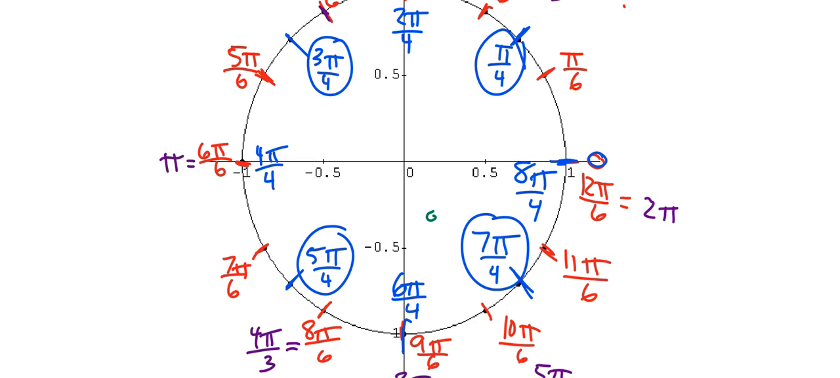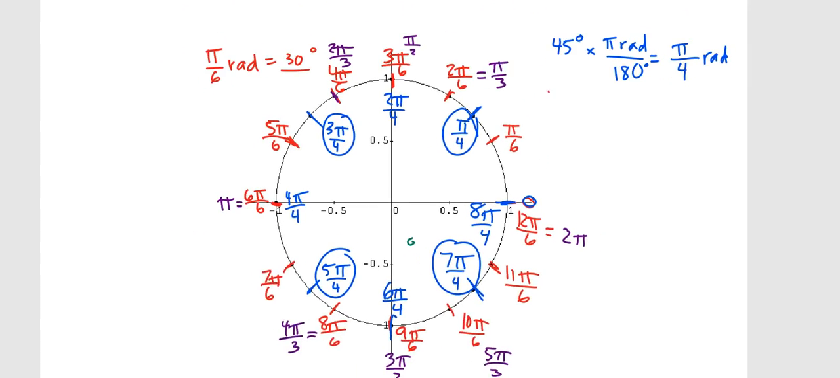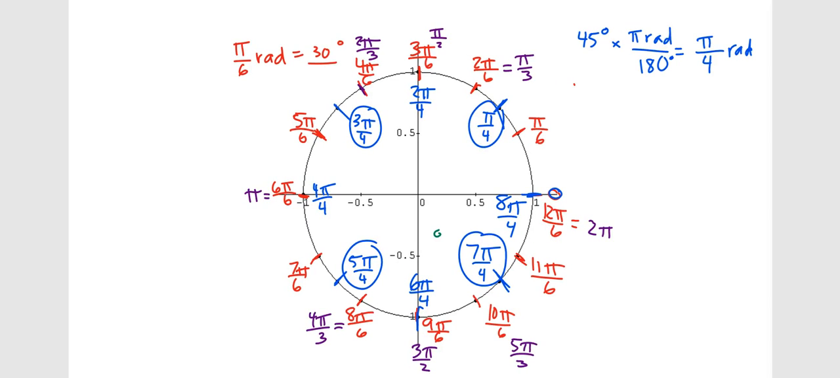So if you can count around the circle in increments of pi over 6, if you can count around the circle in increments of pi over 4, you can name all of those same degree measure angles in radians. Any questions about that so far? Okay.